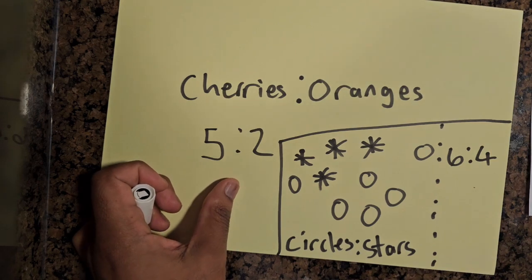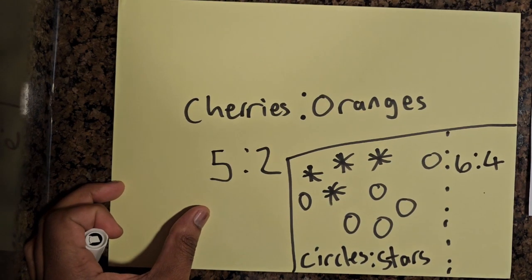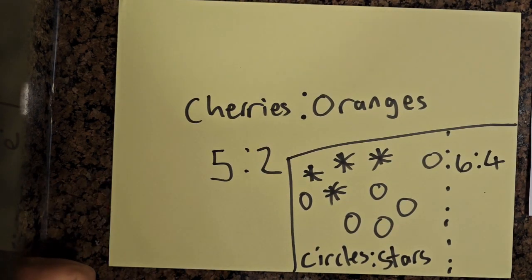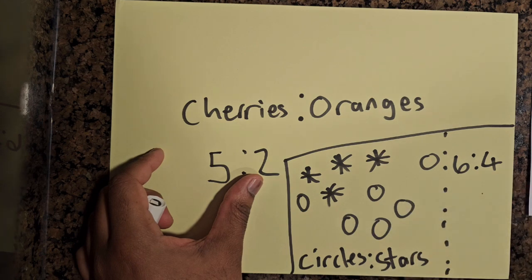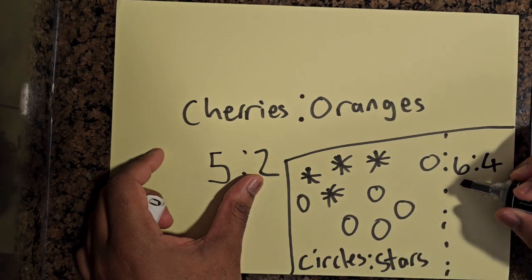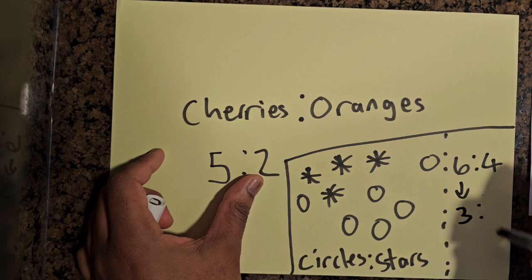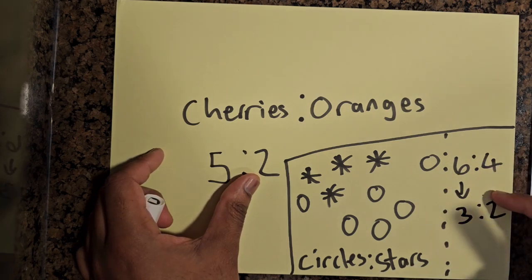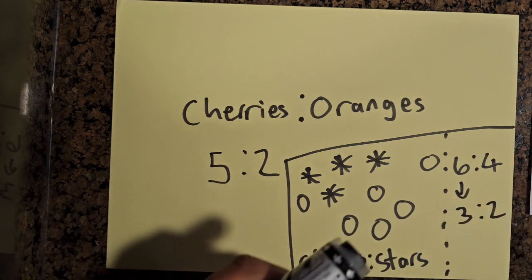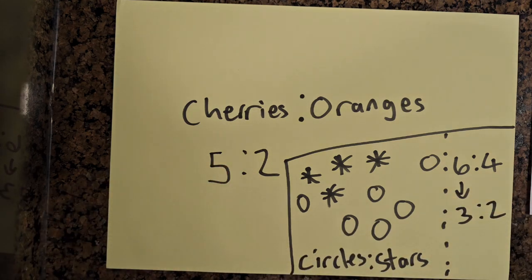6:4. So this already is the correct ratio, but the problem is that it's not in the simplest form. So I need to look at what is the biggest value that can divide into 6 and 4. In this case it would be 2. So 2 goes into 6 3 times, and 2 goes into 4 2 times. So this represents the same ratio, but this is the simplest form. Okay, so keep that in mind for future questions.